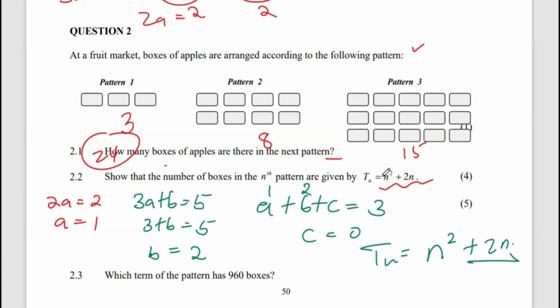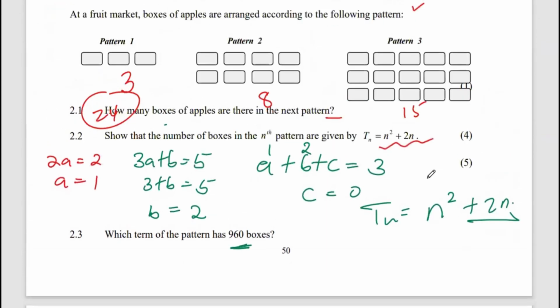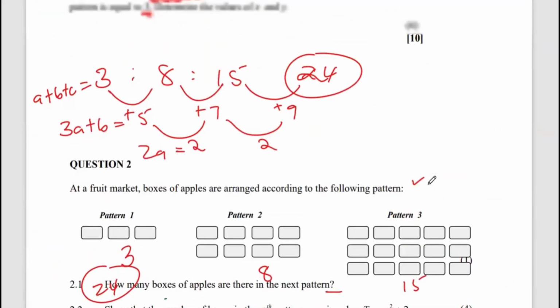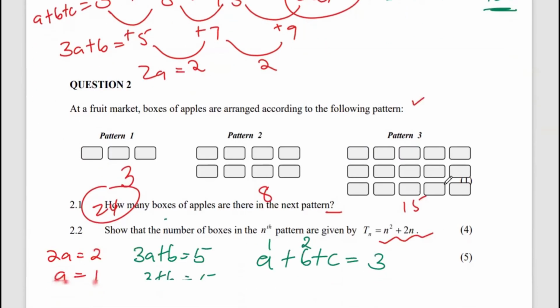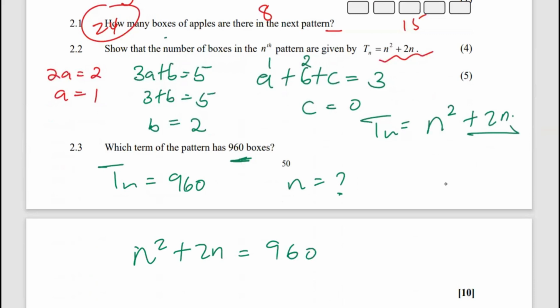All right. Then 2.3, which term of the pattern has 960 boxes? In other words, they are asking for the position. If this continues, we're going to have 960 boxes somewhere there. So we want to get the n. So just take the Tn, and where there is Tn, we represent the 960. We're looking for the n. So we shall have n squared plus 2n equal to 960.